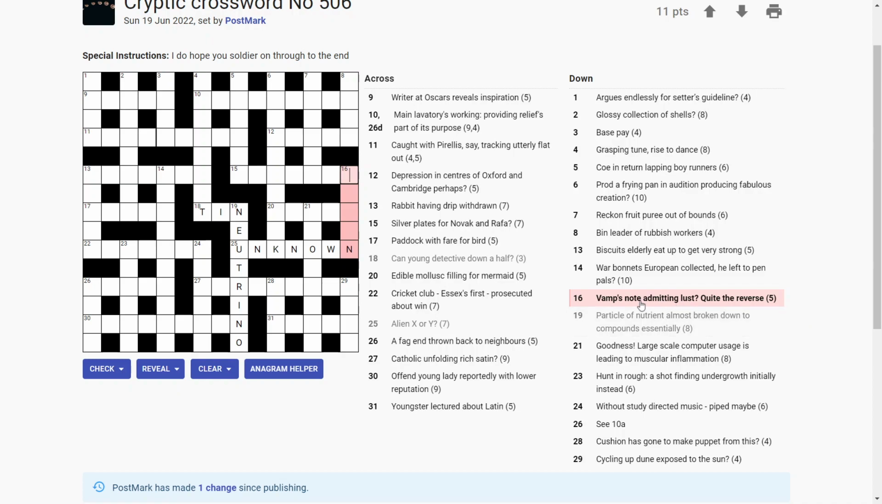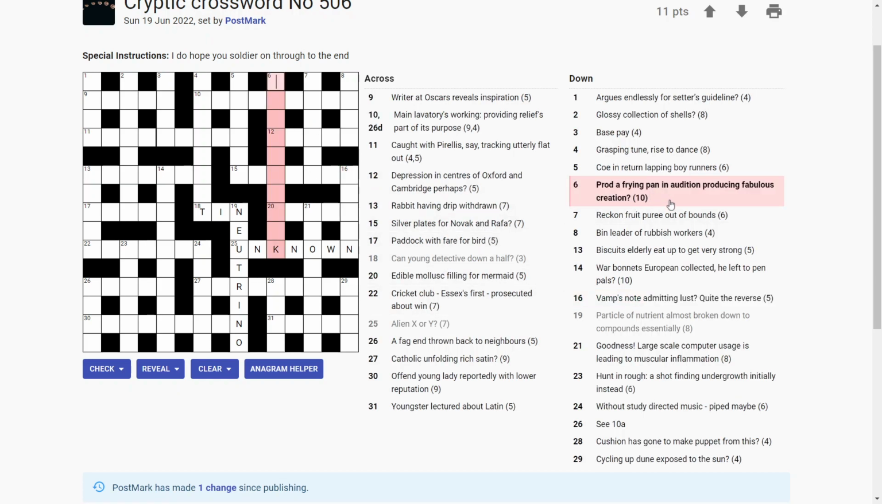Vamp's note admitting lust, quite the reverse. So probably lust admitting note. Vamp. What's vamp mean? Lust. Don't know. So this one ends in K.